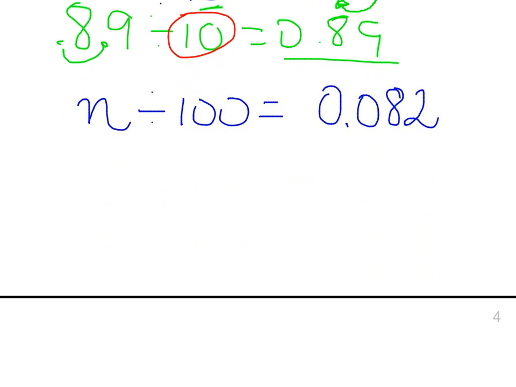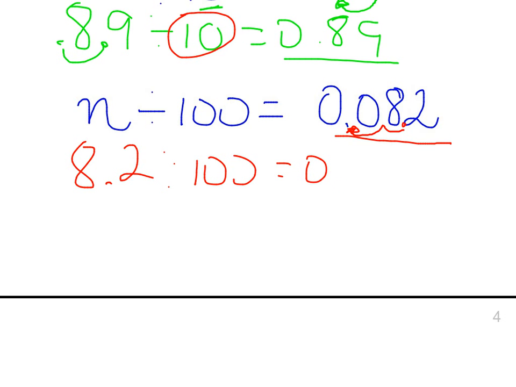So looking at this one, if we divide it by 100 and end up with that, that means that we started over moving it twice to the left. So let's see, if we moved it twice to the left and ended up here, then that means it would have had to have started between the 8 and the 2. So 8.2 divided by 100 equals 0.082.